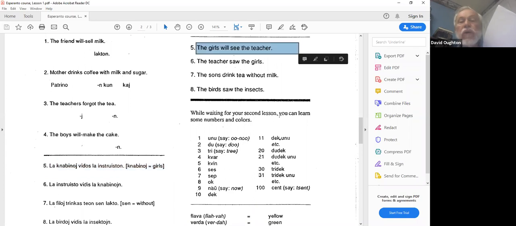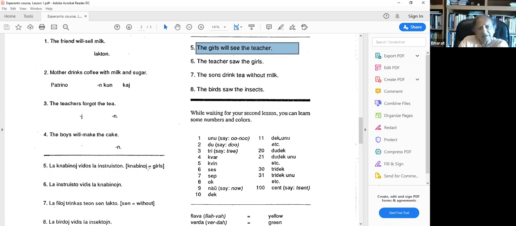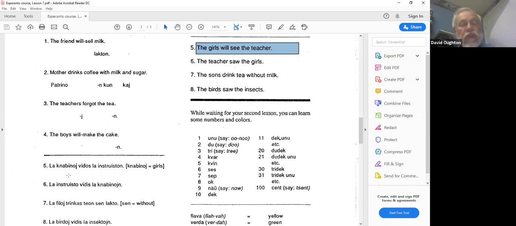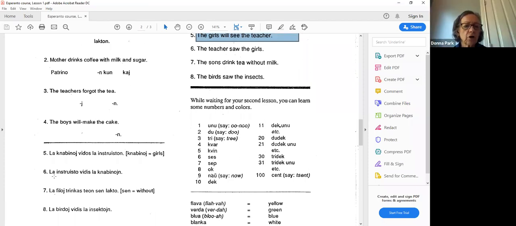So if you look at the answer for number five, the girls will see the teacher. So it has to be the teacher because it's la instruiston. Teacher. Okay. The instructor, the instruiston. We'll see, we'll see. The next one. Oh, he's on the next one, I see.